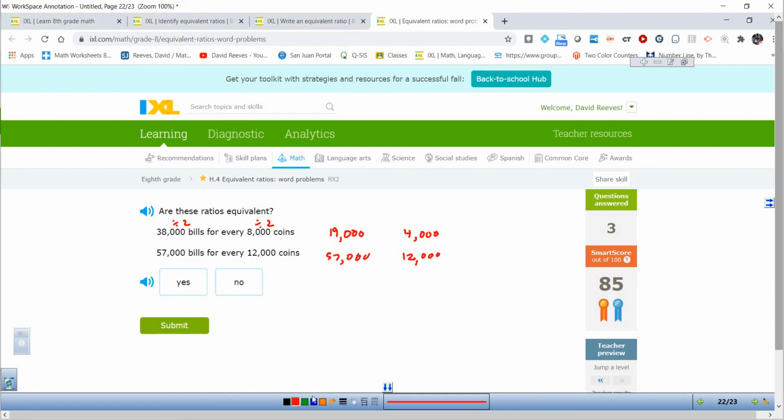And then I'm going to say, hey, take a look here, Mr. Reeves. 4 times 3 is 12. Is 19 times 3 57? All right, well, you probably haven't memorized your 19 times tables, but you know that 20 times 3 is 60, right? Take off 1 each time. You're going to go from 60 to 59 to 58 to 57.